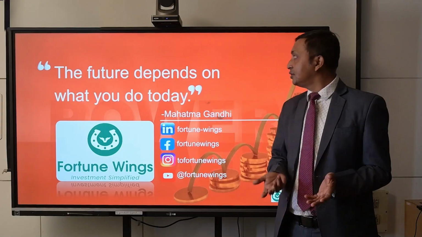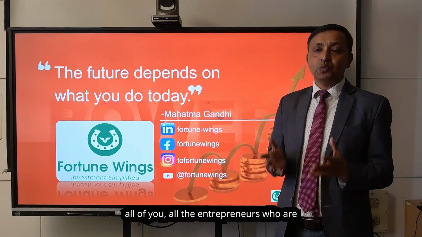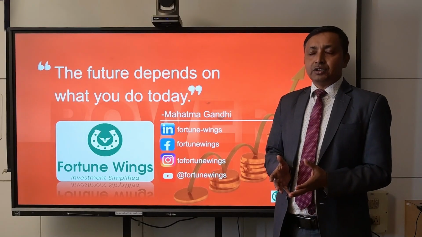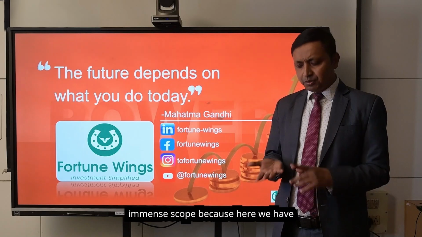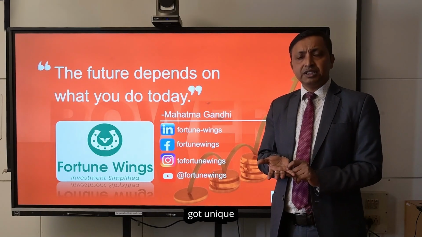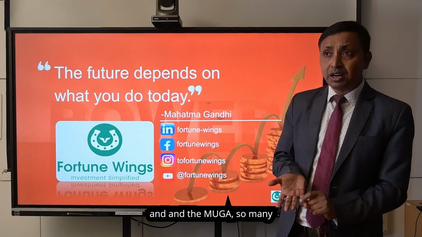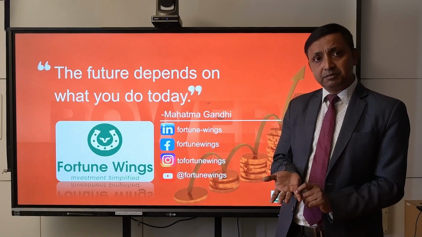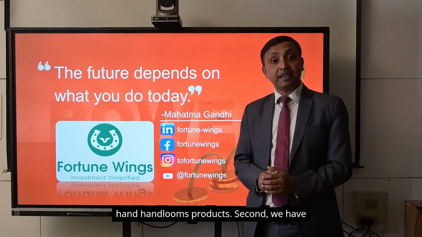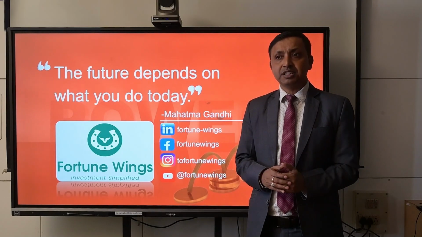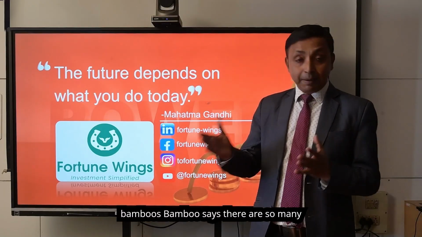Future depends on what we do today. I would humbly request all of you, all the entrepreneurs who are listening to me: the Northeast specifically has immense scope because here we have got unique candy, muga, so many different types of handloom products. Second, we have got big handicraft products. We are having bamboo.